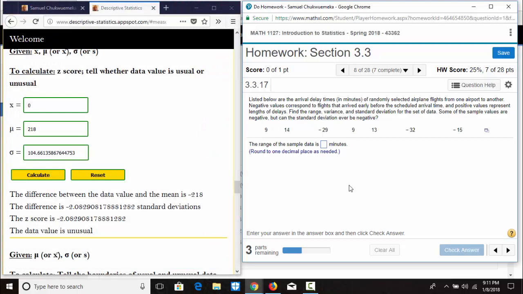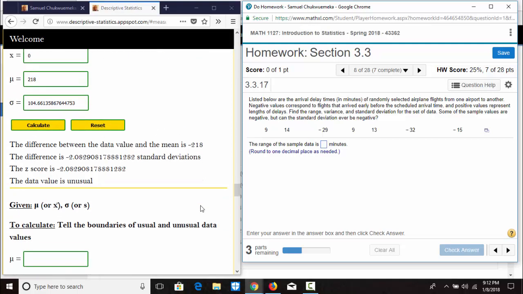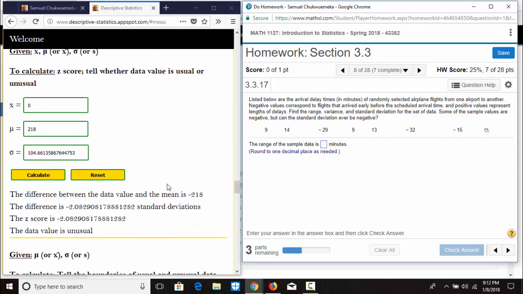Question 8. Listed below are the arrival delay times in minutes of randomly selected airplane flights from one airport to another. Negative values correspond to flights that arrived early before the scheduled arrival time, and positive values represent lengths of delays. Find the range, variance, and standard deviation for the set of data. Some of the sample values are negative, but can the standard deviation ever be negative? Of course, with the formula for standard deviation, it can never be negative.